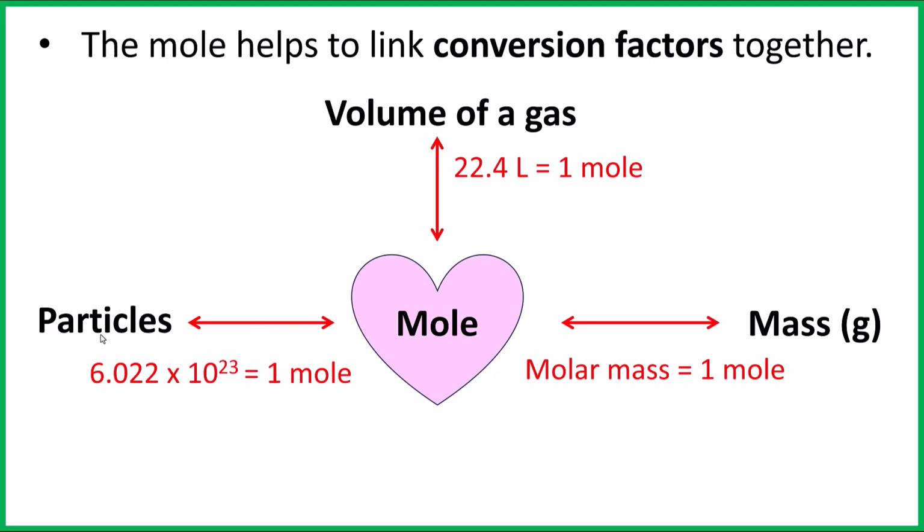So we can convert from particles to moles and moles to particles by using Avogadro's number, 6.022 times 10 to the 23rd. We can convert from moles to mass of a substance or mass to moles by using the molar mass. And we can convert from volume to moles or moles to volume at STP by using 22.4 liters. So the mole helps us to actually link these different conversion factors together.